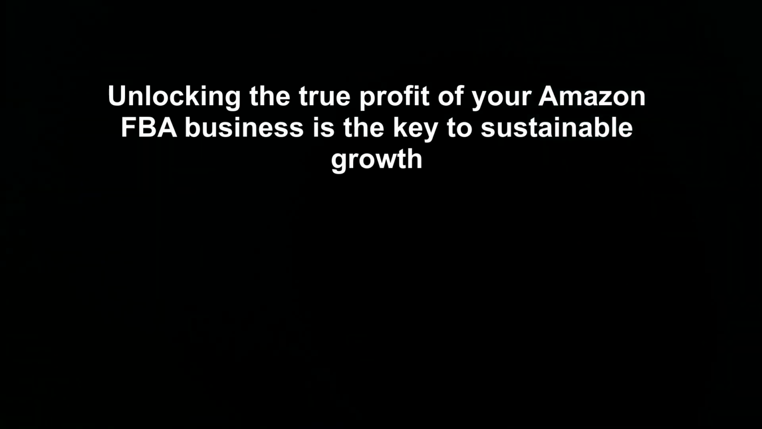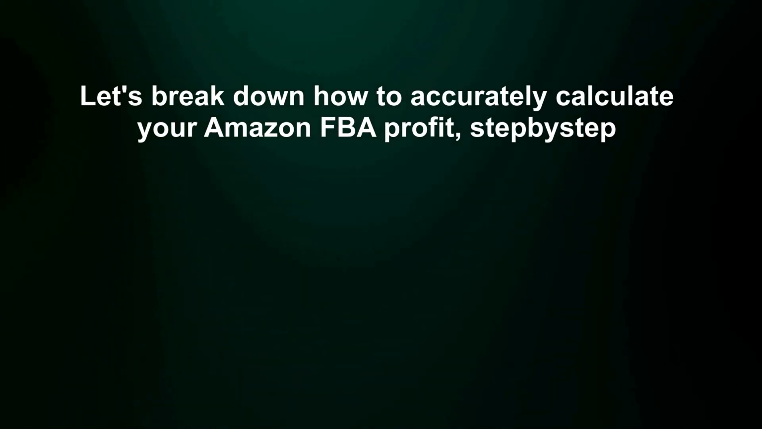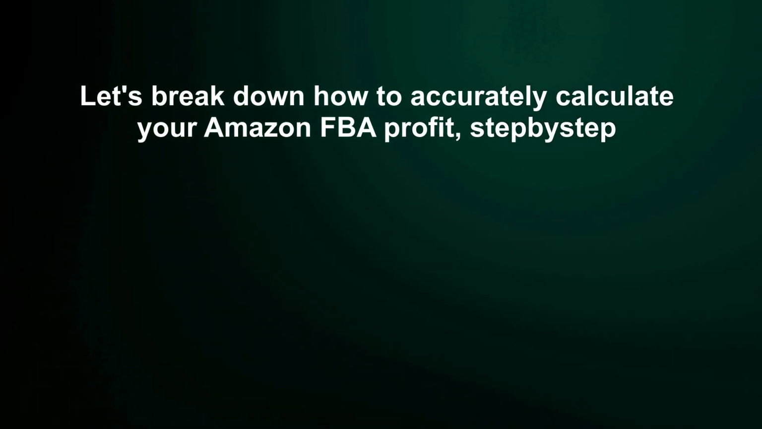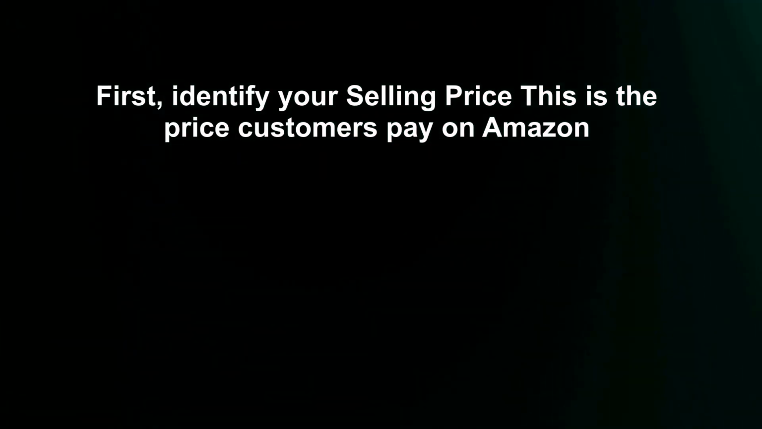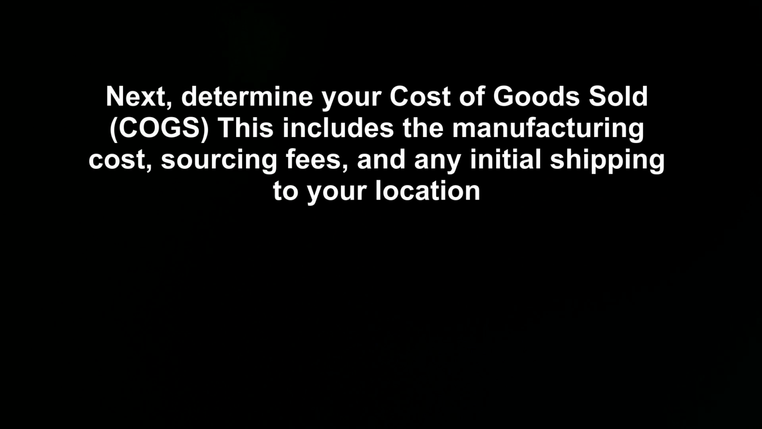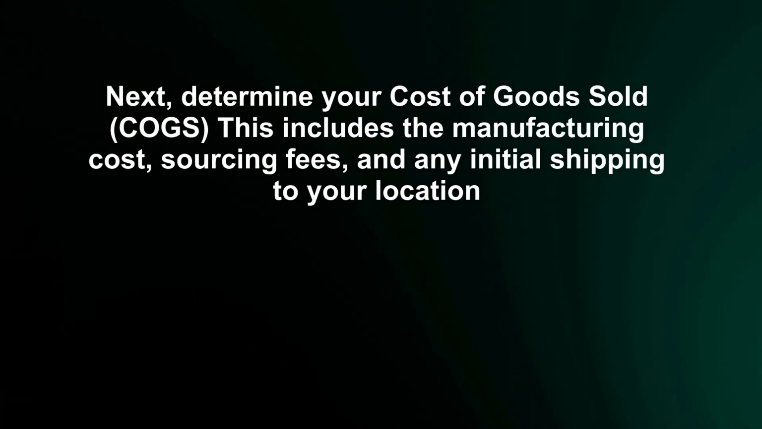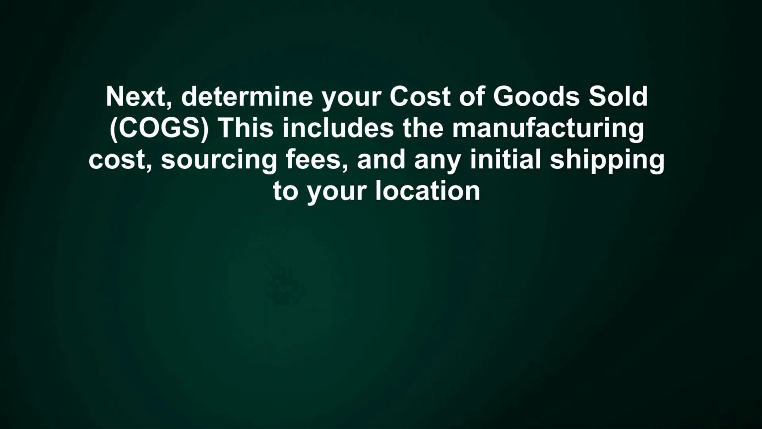Unlocking the true profit of your Amazon FBA business is the key to sustainable growth. Let's break down how to accurately calculate your Amazon FBA profit, step by step. First, identify your selling price. This is the price customers pay on Amazon. Next, determine your cost of goods sold (COGS). This includes the manufacturing cost, sourcing fees, and any initial shipping to your location.